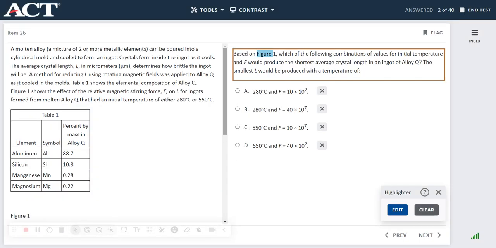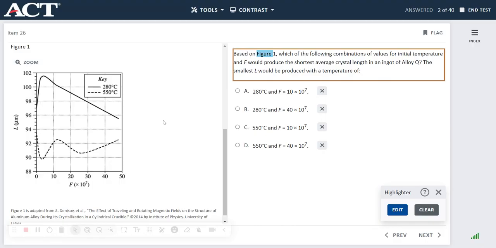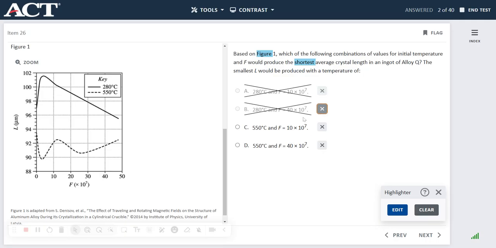Based on figure 1, so we spent all our time on figure 1 so far. Which of the following combinations of values for initial temperature and F will produce the shortest average crystal length? So we want the shortest, so the length to be lowest. The smallest L will be produced by a temperature and what? Okay, so we already know 550 is going to be the lowest. We can see the dotted line is lower, so we're going to eliminate 280. And now we're going to say 10 or 40. So 10 is right here. Is that lower than 40? No, 40 is slightly lower, so our answer has to be D, right?